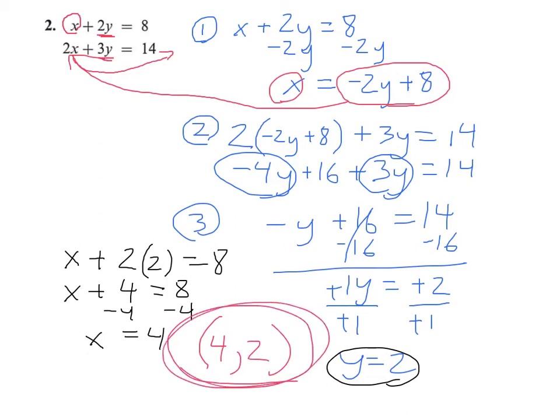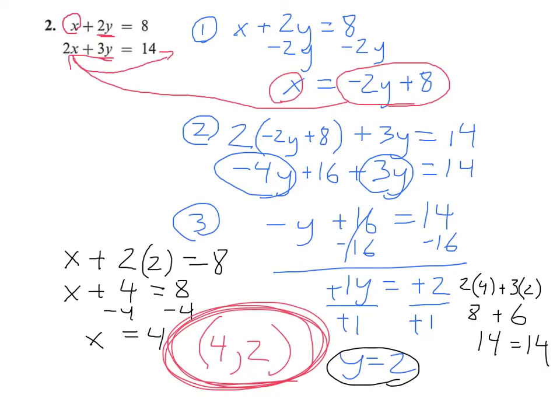We can always double check this, see if it works, plug it into the second equation, just to double check, okay? Over here to the right, I'll do it very small. All right, 2 times 4 plus 3 times 2. Is that equal to 14? Let's see. That's 8 plus 6. 14 equals 14. We were right. We just double checked.